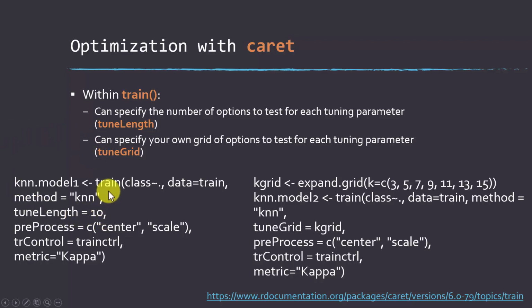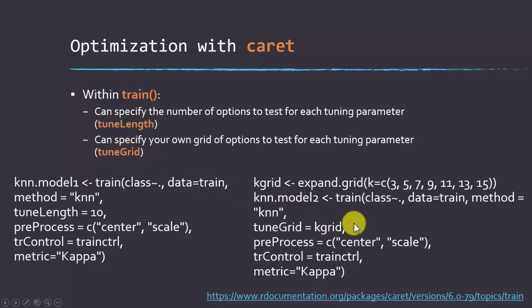So if you were doing the KNN, it would just do 10 different values for K. You don't really tell it what values, it just picks a certain number of values to try. Obviously, the larger you make that number, the longer it's going to take, because it has more things to work through. Another option is you can do tune grid.